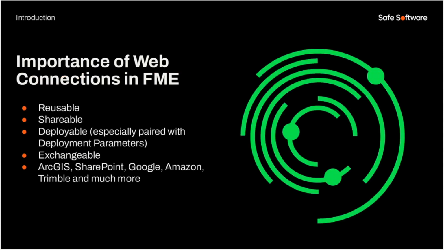So web connections in FME are really important. They're reusable, shareable, deployable, especially when paired with deployment parameters, which are new in FME 23, and we'll touch on briefly. They can be exchanged, and they let you connect to all kinds of different web applications out there.